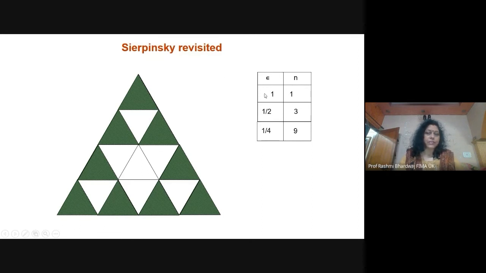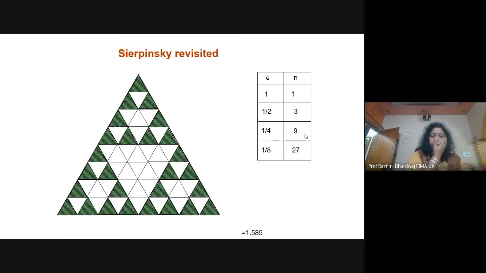So this means the initial structure is 1 and you are getting 1 piece. Then you divide the triangle in half, so you have 3 structures. Now you are dividing into quarter parts, and the structures are 1, 2, 3, 4, 5, 6, 7, 8, and 9. So like this. And if we find its dimension, it comes to be 1.585. Again, because it does not remain the triangle itself, that's why the dimension comes to be 1.585.